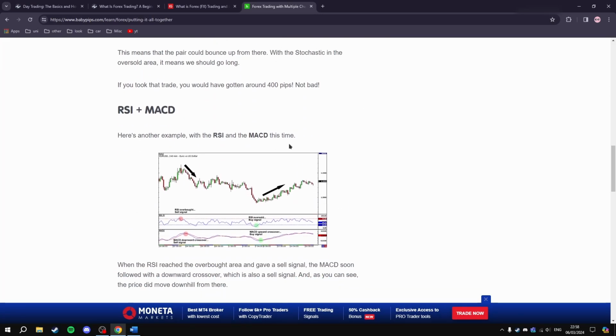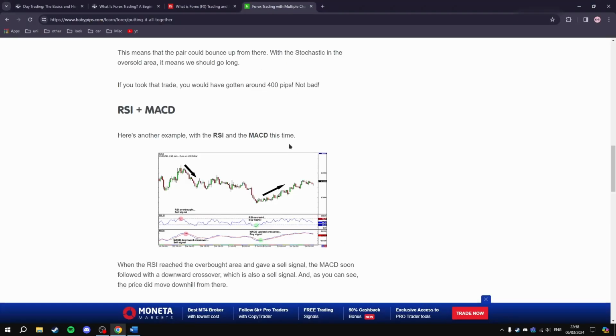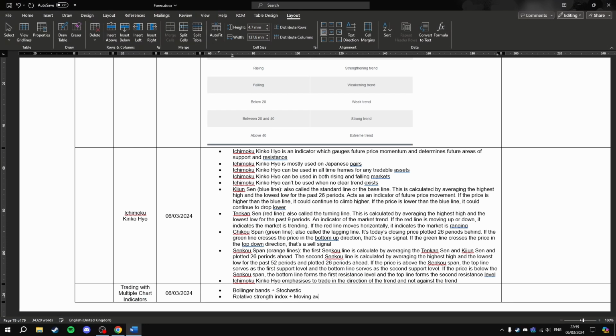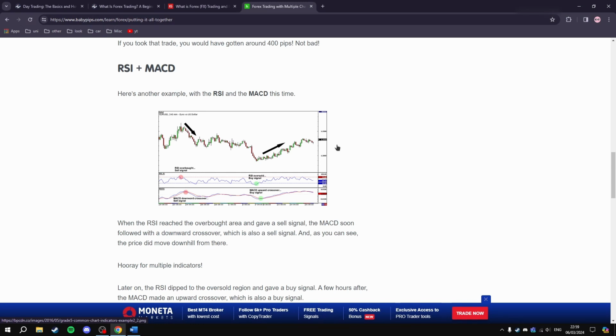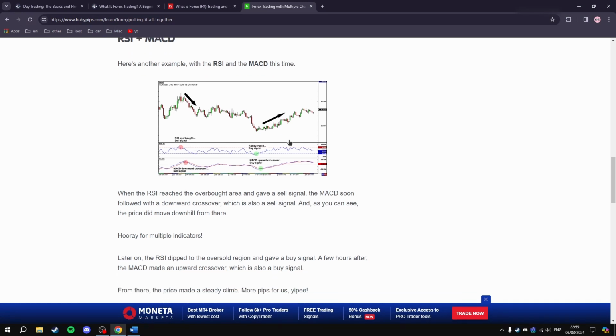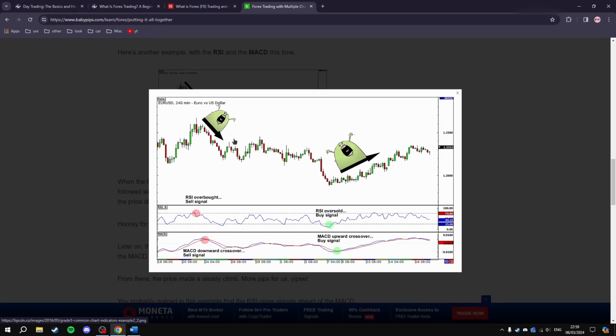Relative strength index (RSI) plus moving average convergence divergence (MACD). Here's another example with our relative strength index and the moving average convergence divergence this time.